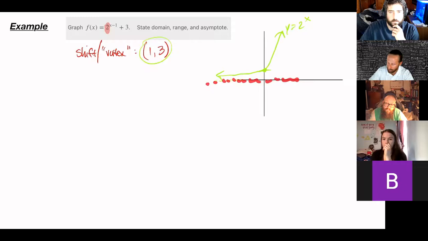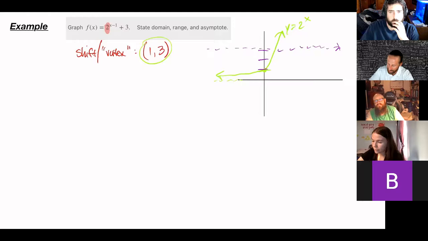It runs left and right. So does it really matter that I shifted it left or right 1? That's not going to affect my asymptote because it runs left and right. What is only going to affect it? How much up or down? So in this case, I will have to go up 1, 2, 3 and draw my new x-axis. Does everybody see how I just shifted it up 3?